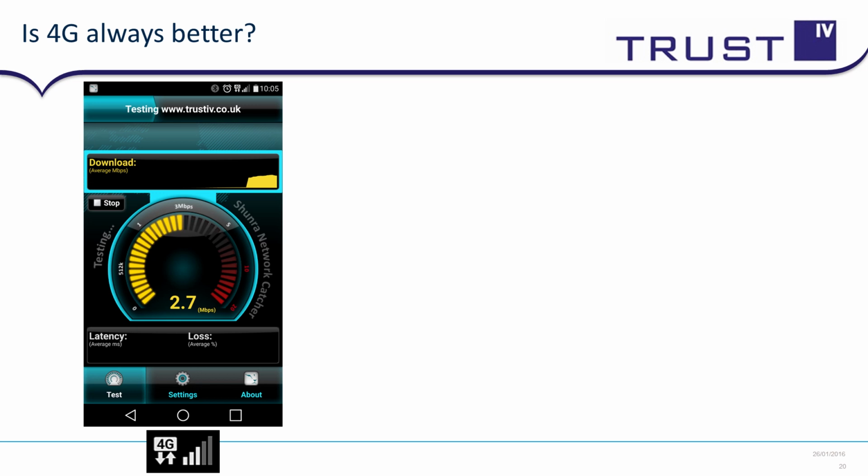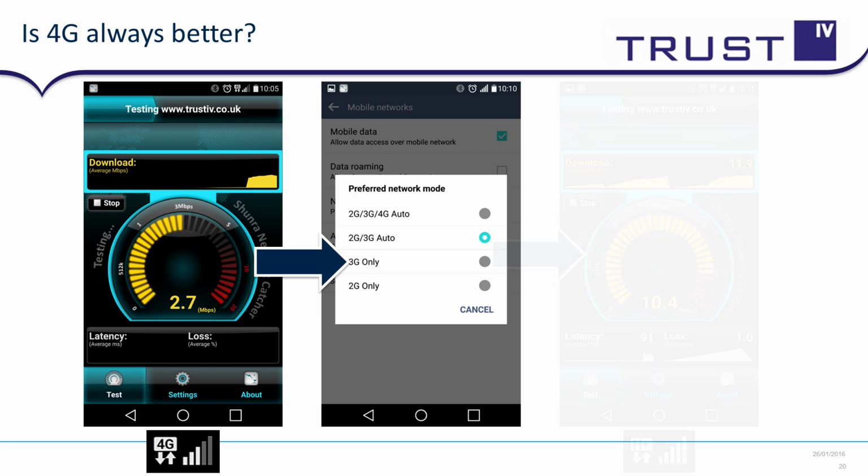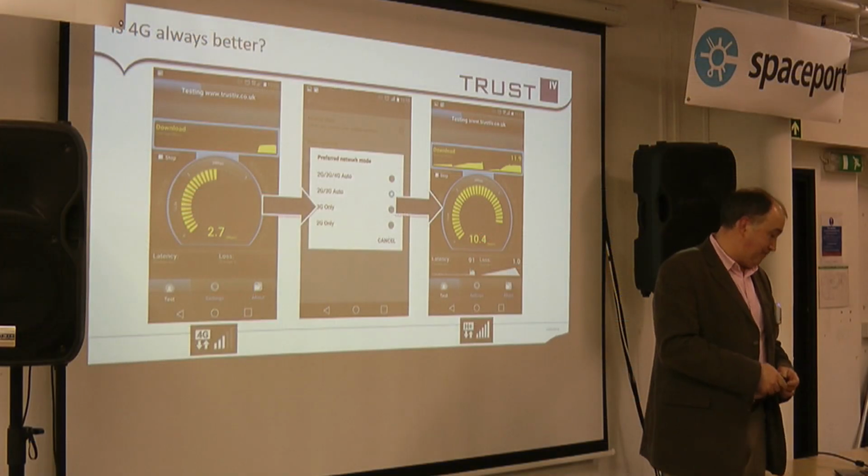And I'm doing a test against our site on 4G. And I was getting, as you can see from the screenshot, less than 3 megabits a second, which isn't particularly good. So I went into my settings and I changed my network mode from 4G to 3G. So it's not going to go up beyond the 3G band. And interestingly, I got 10 megabits a second in exactly the same place with a phone on a slower network.